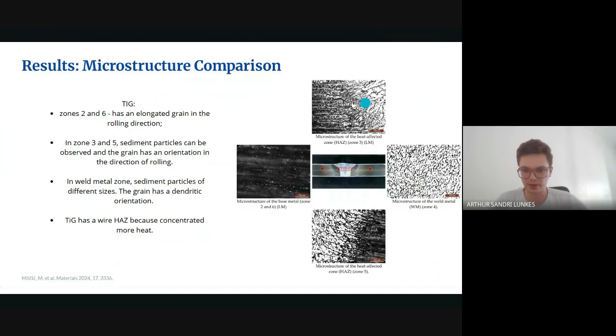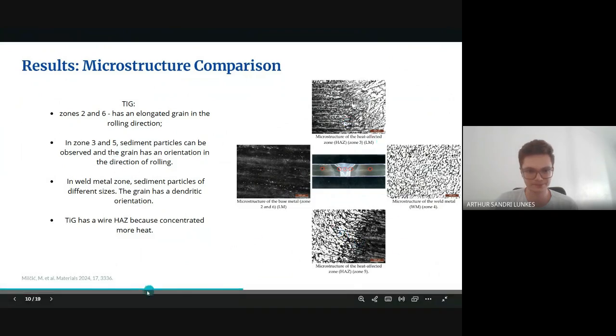So here we have the friction stir welding process. Here we have the sample, and in the edge we have the microstructure pictures. Here we have the zones: for zone 2 and 6 is the base material, so we have an elongated grain into the rolling direction. In zone 3-5, the sediment particles can be observed, and the grain has an orientation in the different rolling. So this zone 3-5 is this one here and this one here.